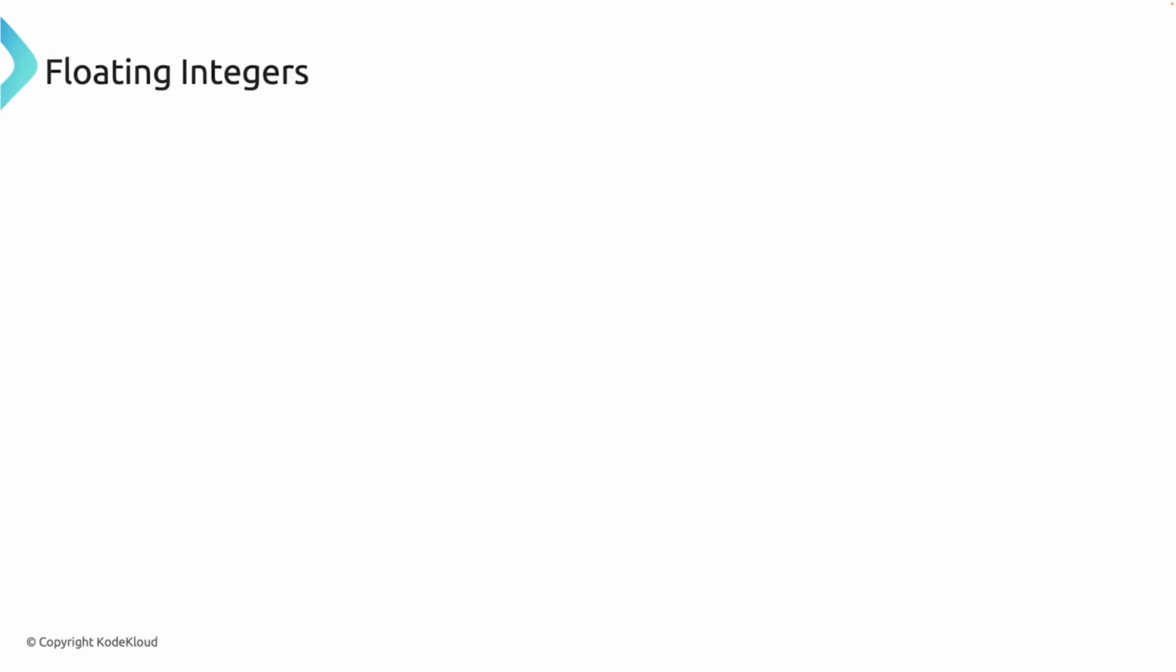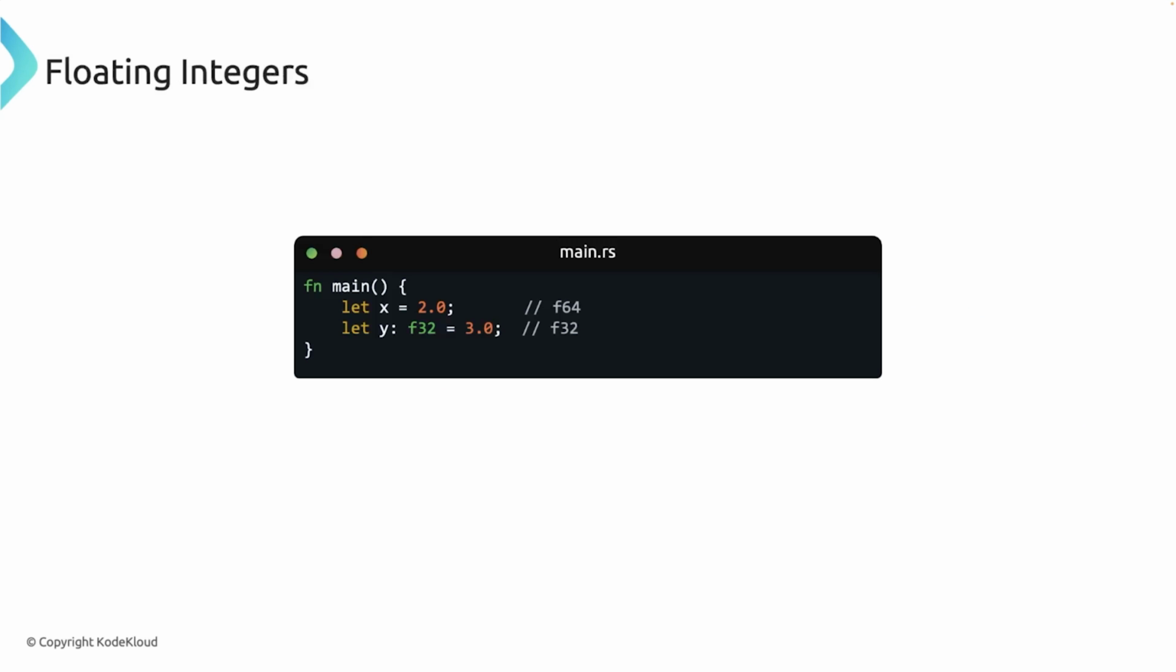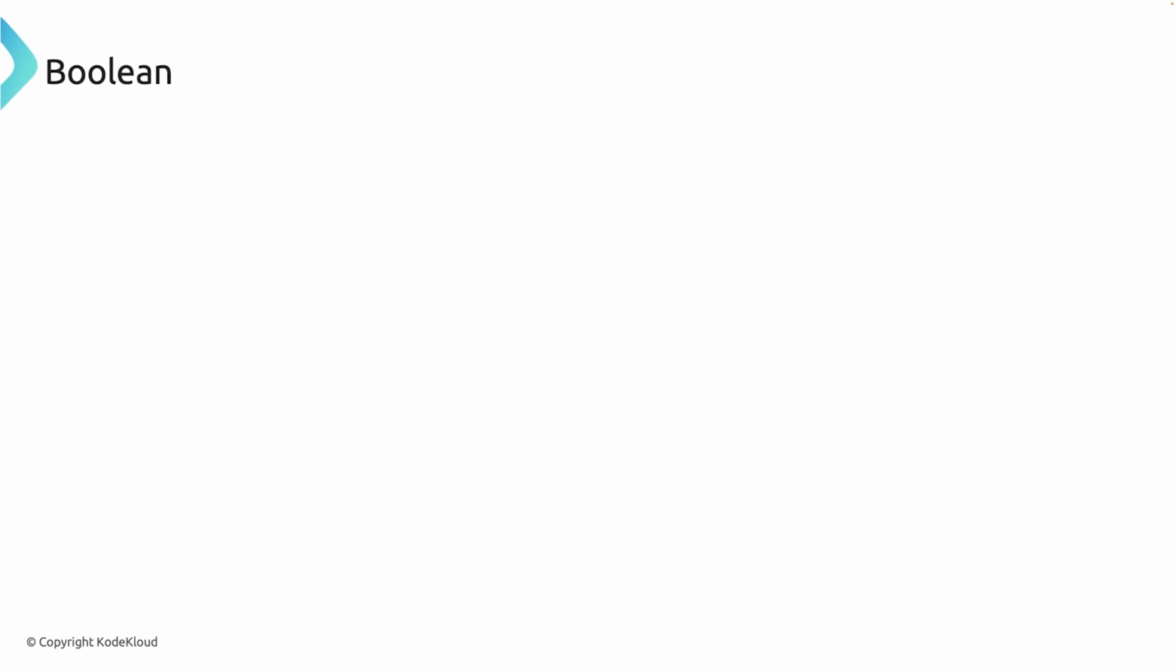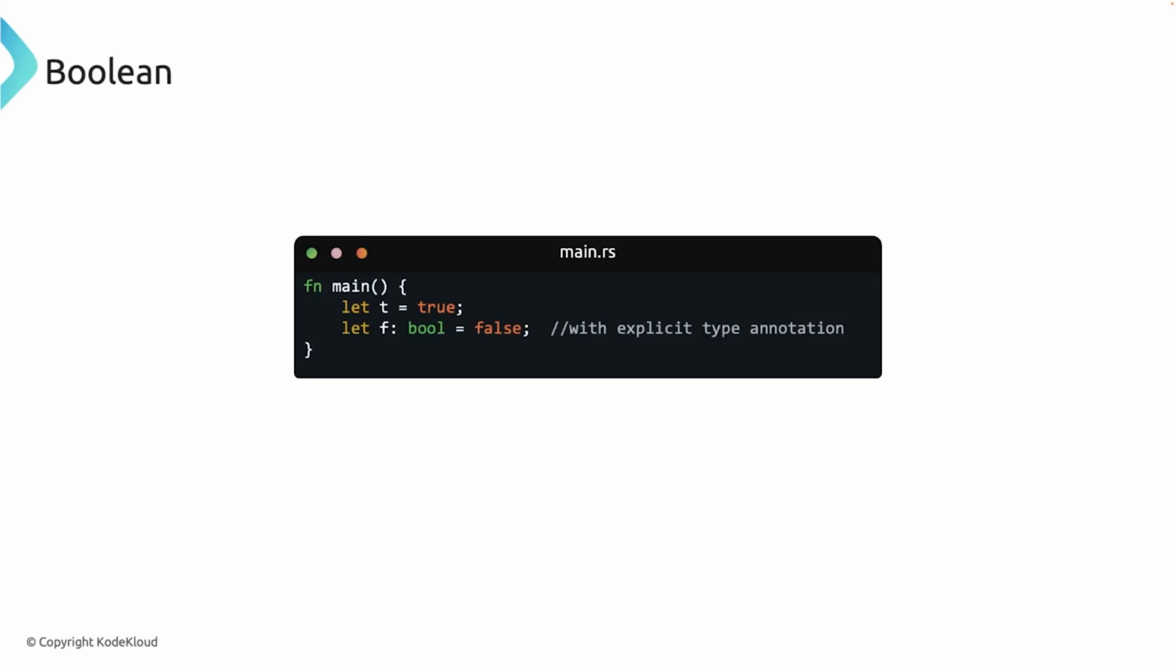Next, we have floating point numbers, which are numbers with decimal points. Rust has two floating point types, f32 and f64. The default is f64 because it's more precise. Boolean types in Rust are straightforward. They can be either true or false and are specified using the bool type. And booleans are primarily used in conditional statements, which we'll cover in another video.